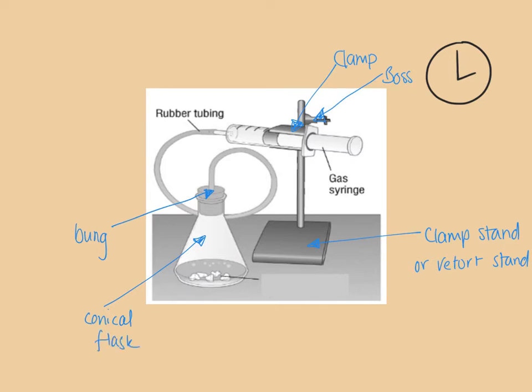And this is where your reaction takes place. So inside the conical flask, we have got some reactants. This could be an acid and some marble chips reacting together to give us some carbon dioxide gas, which is going to travel down the rubber tubing into the gas syringe and push the plunger out so that we can measure the volume of gas produced over time.